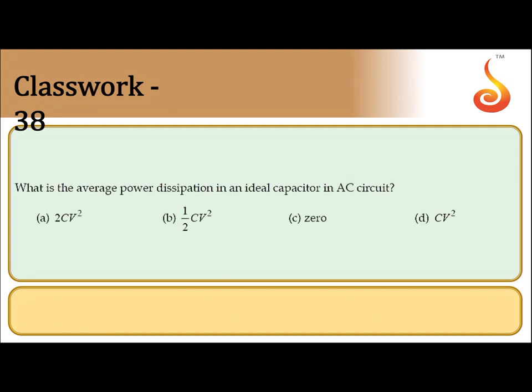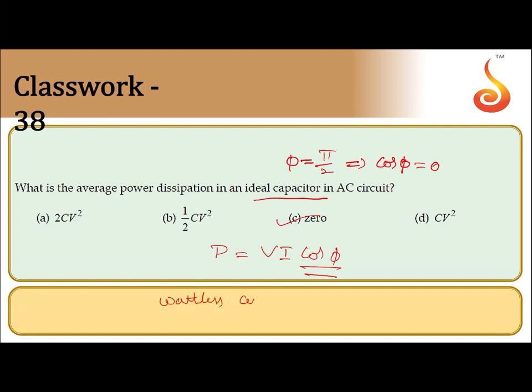Proceed further. What is the average power dissipation in an ideal capacitor AC circuit? See, in a capacitive circuit, the phase difference between current and voltage is pi by 2. So this implies power factor cos phi is equal to 0. Therefore, power dissipated is also 0. See, power dissipated in an AC circuit is Vi cos phi. So since cos phi is equal to 0, power dissipated is also 0. That is why the current in pure capacitive or inductive circuit is called wattless current.